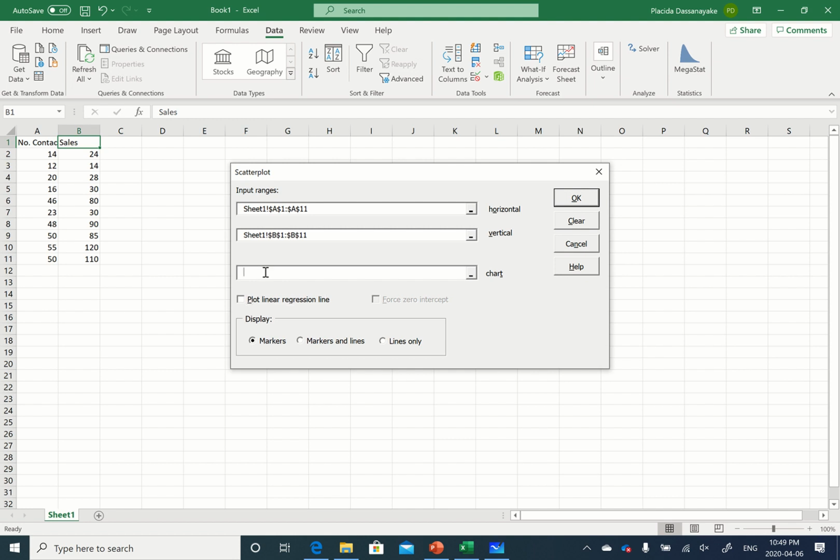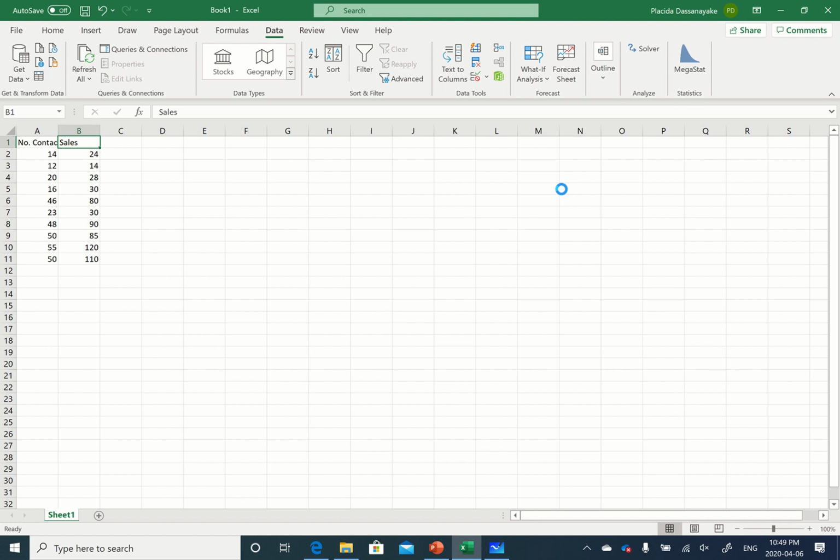So you can add a title if you want. Sales volume versus number of contacts. Okay, so this is going to decide the pattern. Markers, are we going to have dots? Do you want lines? So just leave it as default. Click OK.